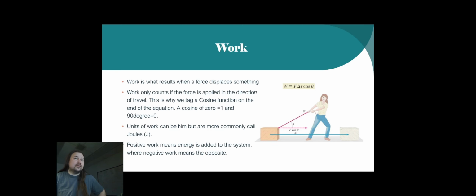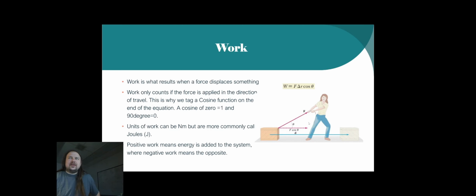It only counts when the force is applied in the direction of travel. If you were to only push on the box straight up or straight down, you wouldn't get any travel, and that's why it doesn't matter. This is why we tag on this cosine function, this cos theta, because when the direction of force and the direction of displacement have an angle of 0 between those two vectors, cosine of 0 is going to equal 1.